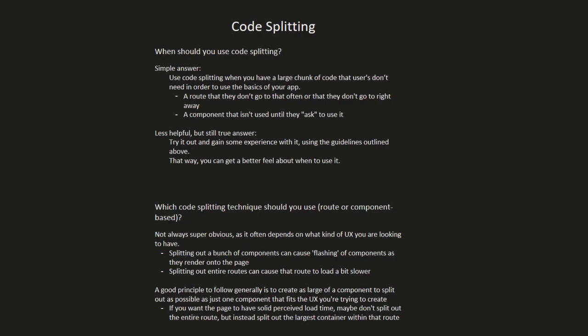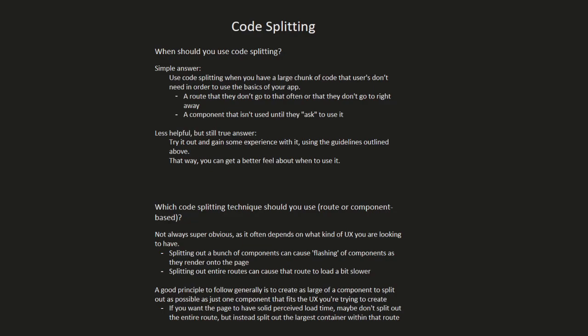Or if you find that only certain things on that route are complex, like our advanced settings in our example before, then you may be better off keeping that route in the main bundle, but instead code splitting out the components and the containers that are complex on that route. That way you maintain solid performance and load times when going between those routes.